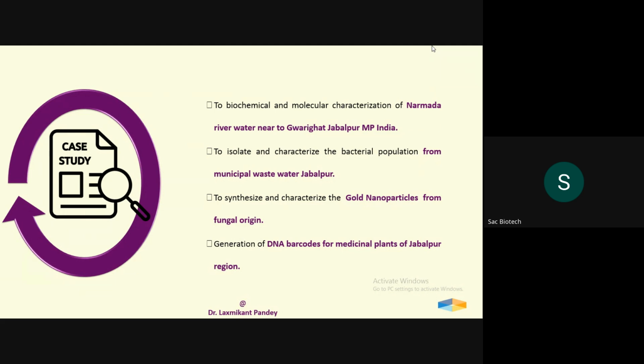I'm involved in doing different kinds of research work. I'm also guiding PhDs, so I'm giving different kinds of project work. A few projects which can be done by UG students in a very small time, I have mentioned over here. Like the first problem you can see: biochemical and molecular characterization of the Narmada River water near Ghazi-Ghat, Jabalpur, Madhya Pradesh, India.